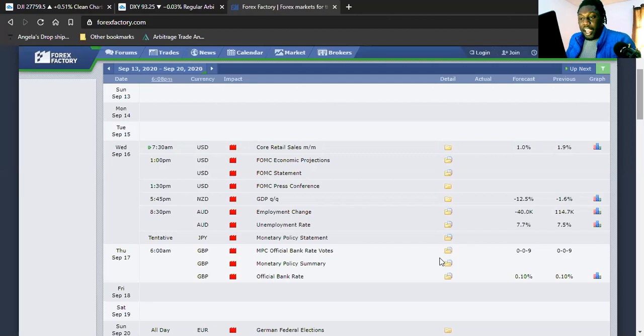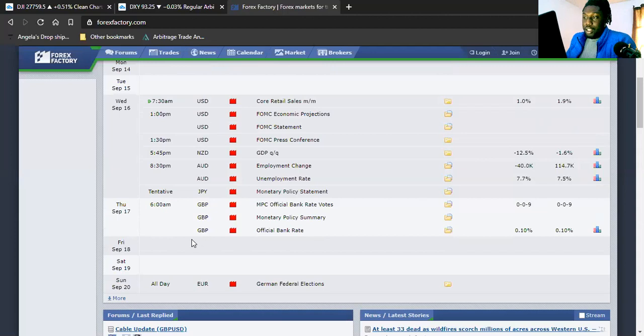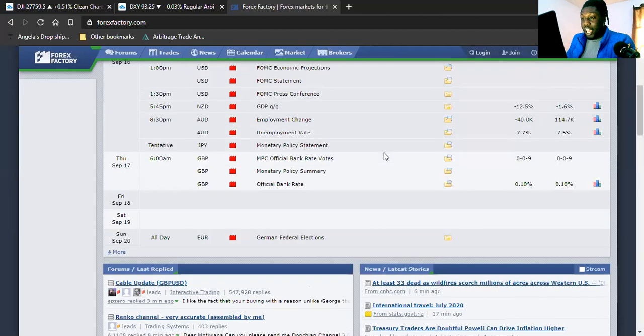And Thursday, at 6 a.m., early in the morning, we have monetary policy, MPC official bank rates. So this can bring a lot of volatility to the GBP, and the GBP needs it because it just straight up died last week. Like, dang, GBP died last week. And then Sunday we don't have to worry about that.